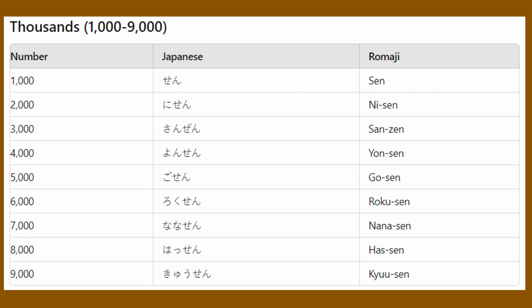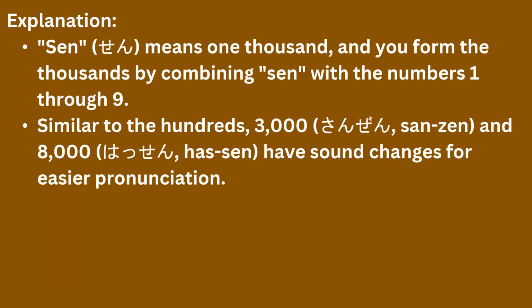Thousands, 1,000 to 9,000. Sen, nisen, sanzen, yonsen, gosen, rokusen, nanasen, hassen, kyusen. Sen means 1,000, and you form the thousands by combining sen with the numbers 1 through 9. Similar to hundreds, sanzen and hassen have sound changes for easier pronunciation.